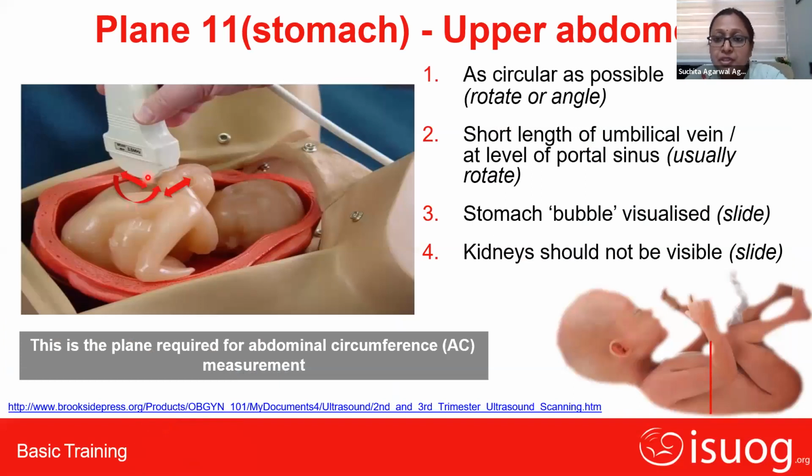So how do we do it? We take it as circular as possible. It comes with practice, and we keep on rotating and sliding. We get a good circular structure. Then a short length of the umbilical vein at the level of the portal sinus. Just by rotating movements, we can get a short length of the umbilical vein. The stomach bubble should be visualized and the kidneys should not be visible.